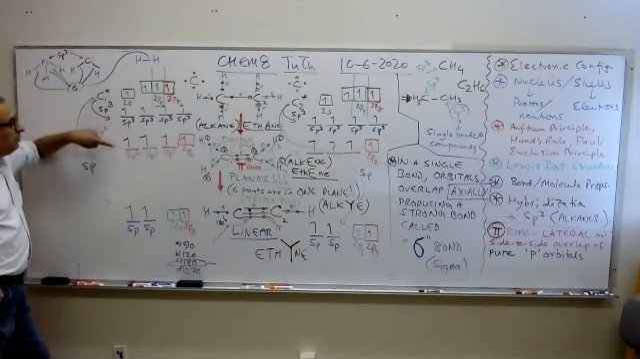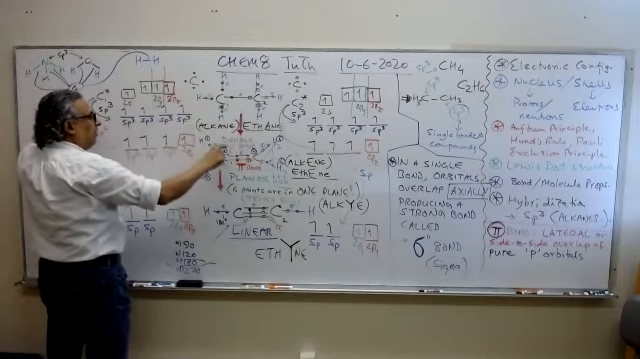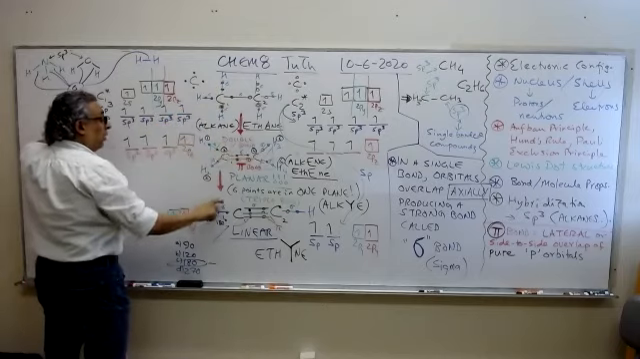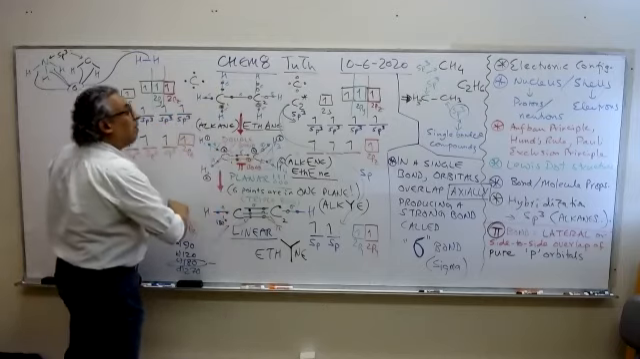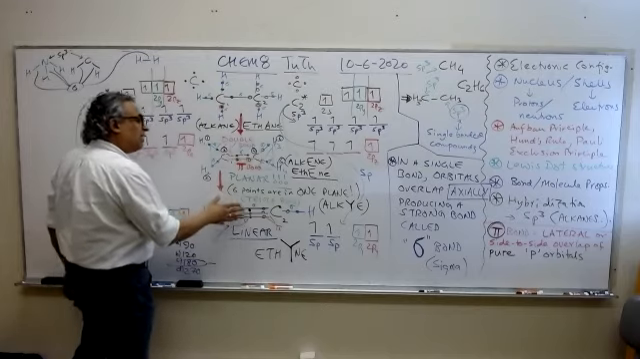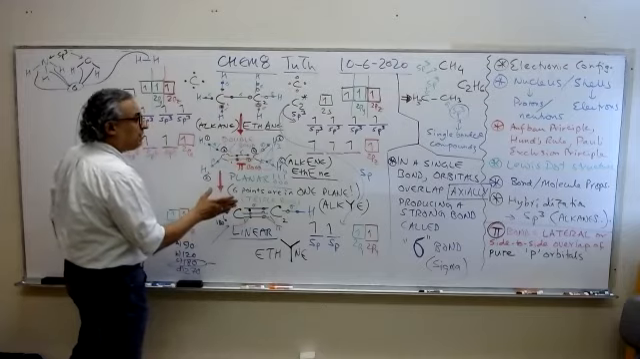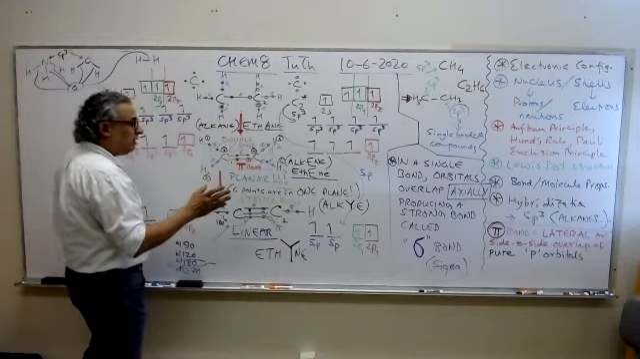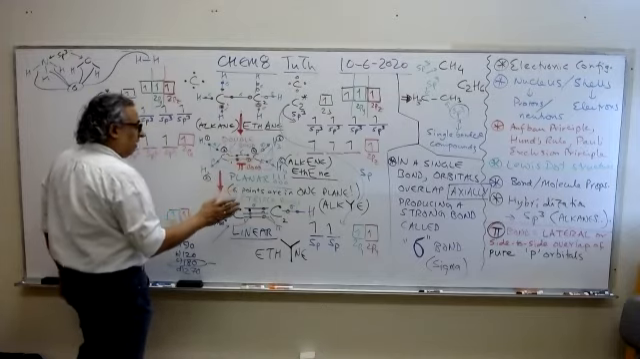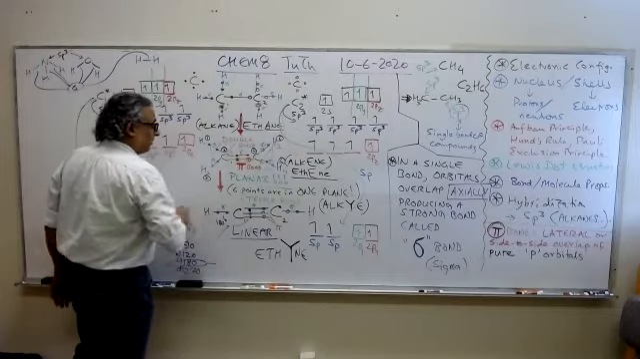sp3, sp2, sp. 109.5, 120-ish, 180, not ish. Perfect 180. If you say, well, in between 179 and 181.5, then you are probably hallucinating. I don't know from what, maybe from organic chemistry, but you are definitely hallucinating. This is a perfect straight line.